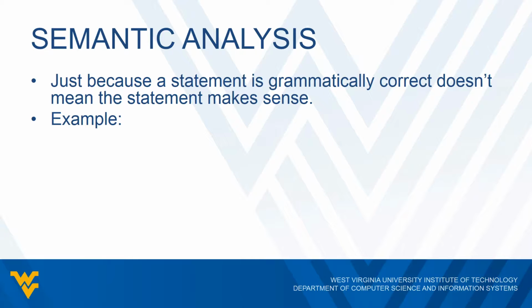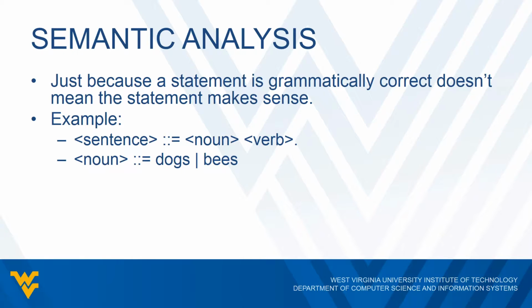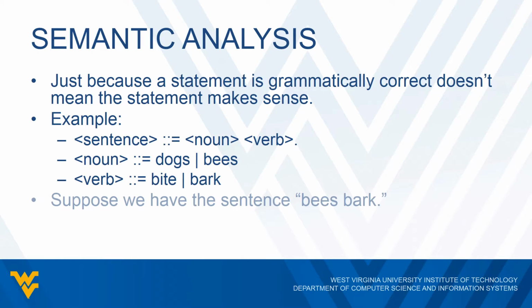Let's say we have a sentence, and it's defined as a noun and a verb and ends with a period. And then a noun would either be dogs or bees, and then our verb would either be bite or bark. So the language is actually defined by a couple sentences. So let's take a look at one such sentence. Let's say we have bees bark.